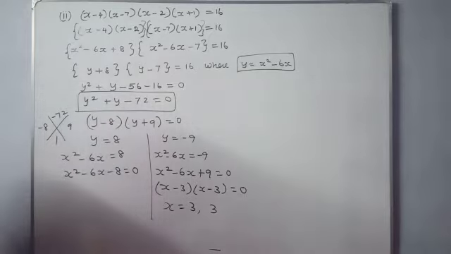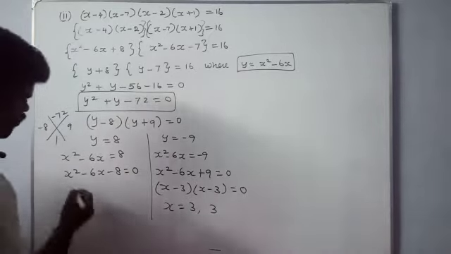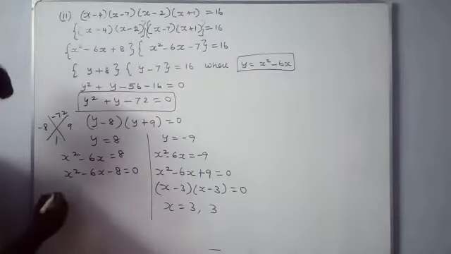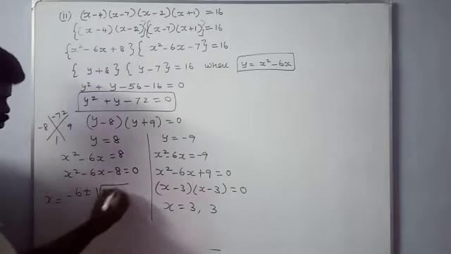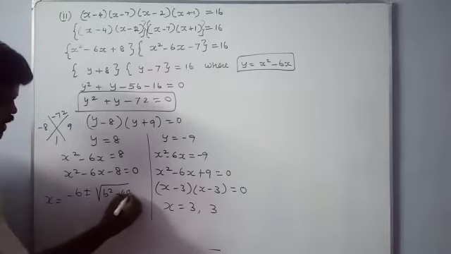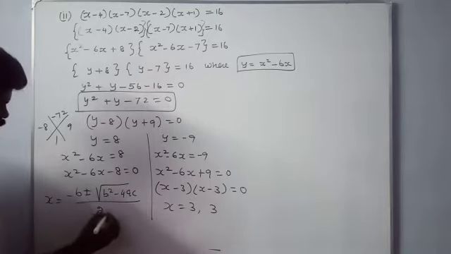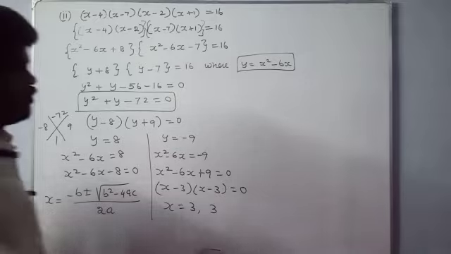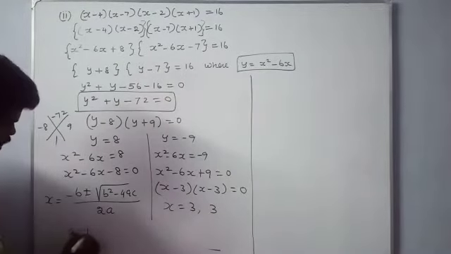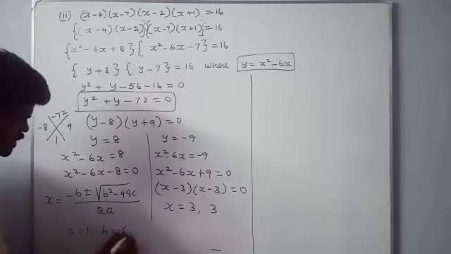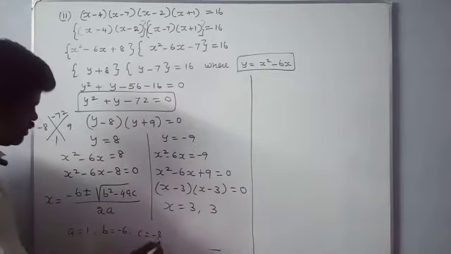There is no factor, so we want to use the formula method. What is the formula method? x = (−b ± √(b² − 4ac)) / 2a. This is the formula. Here what is the a value? The a value is 1, the b value is −6, and the c value is −8.